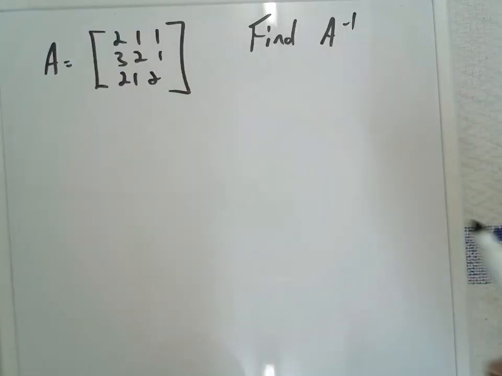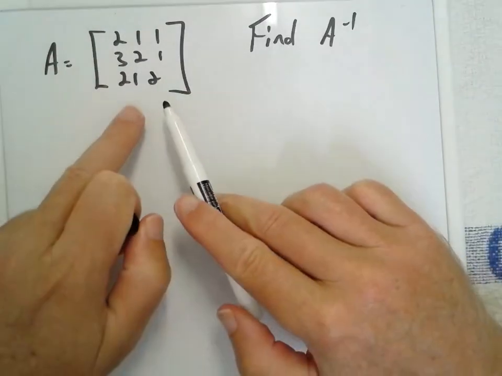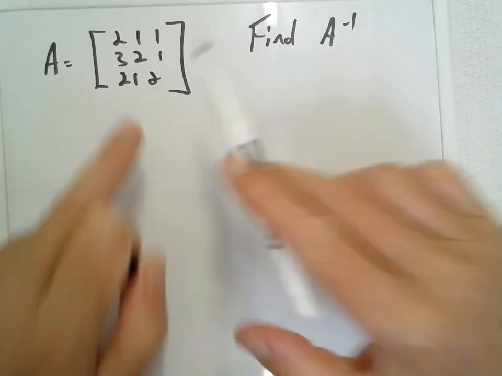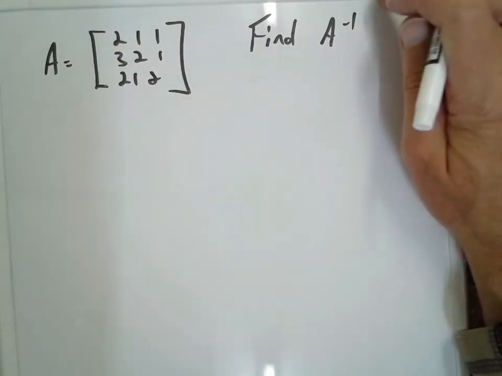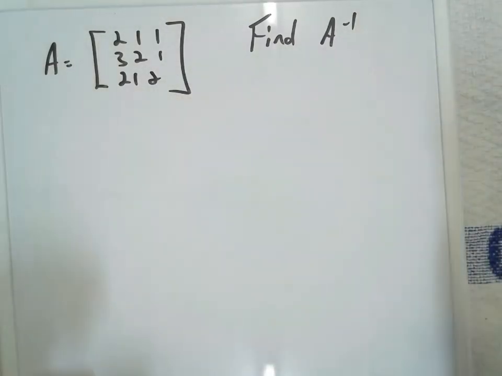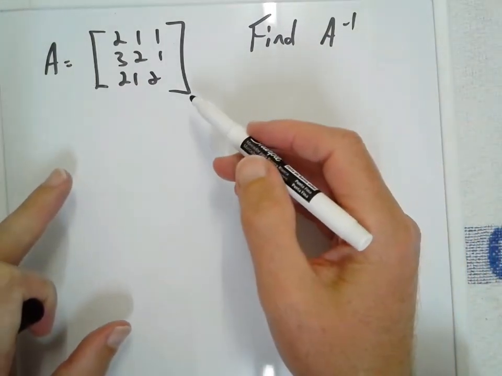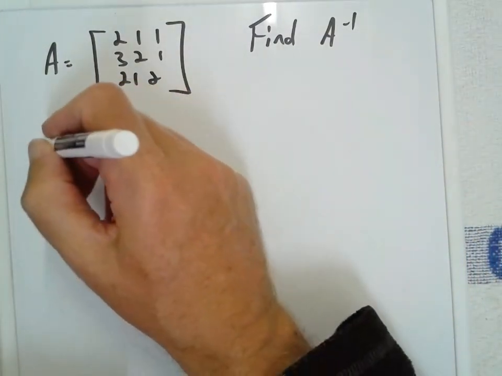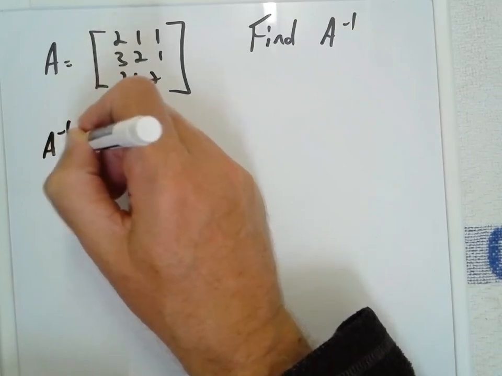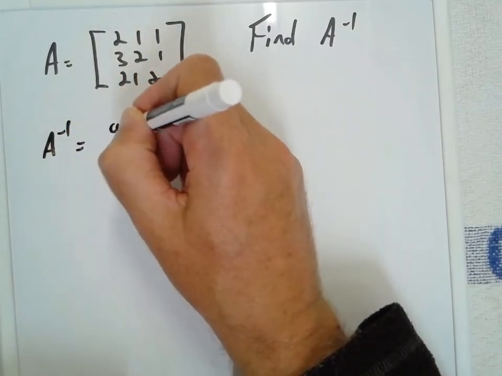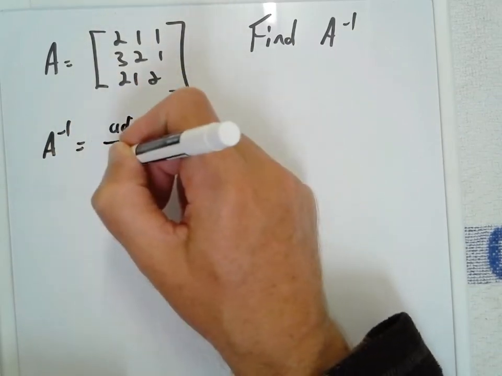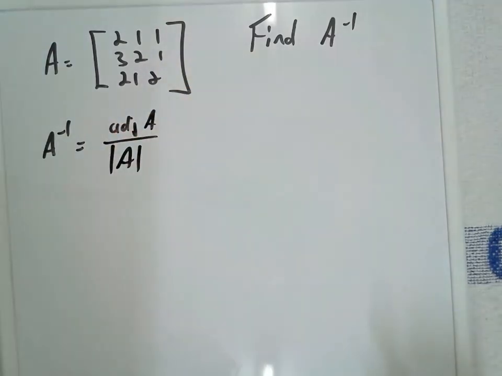Okay, so we're going to find the inverse of A. This is the same matrix as the Gaussian elimination. Now we're going to use the other technique. It's a bit longer, but it gets the same result. Okay, so first we need to think of the inverse of A as the adjoint of A over the determinant of A.